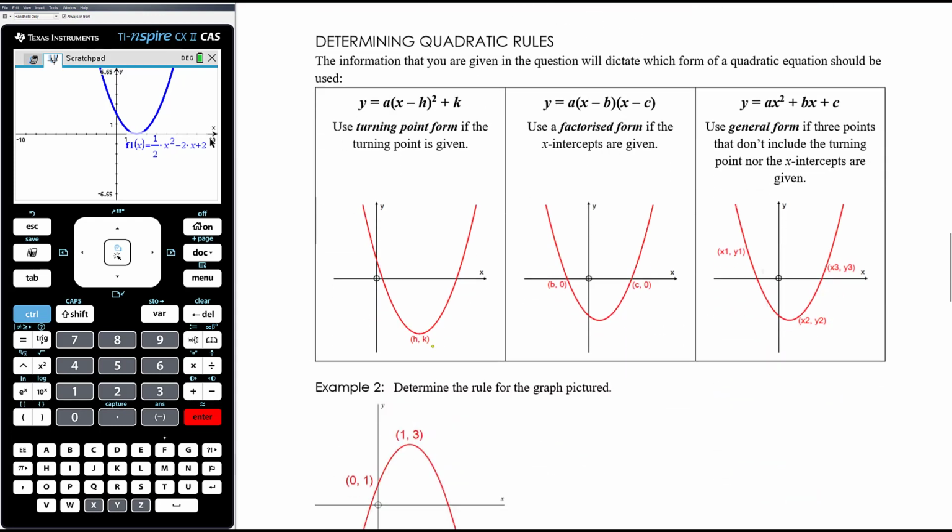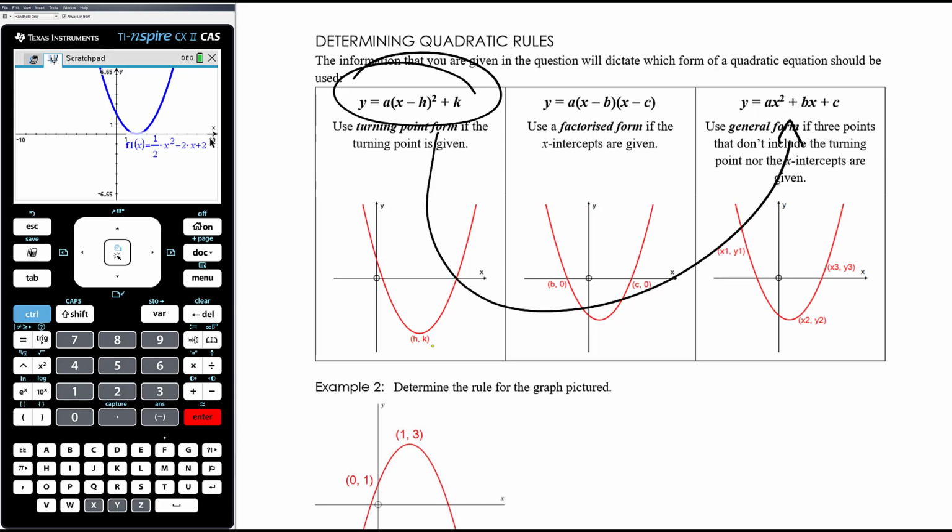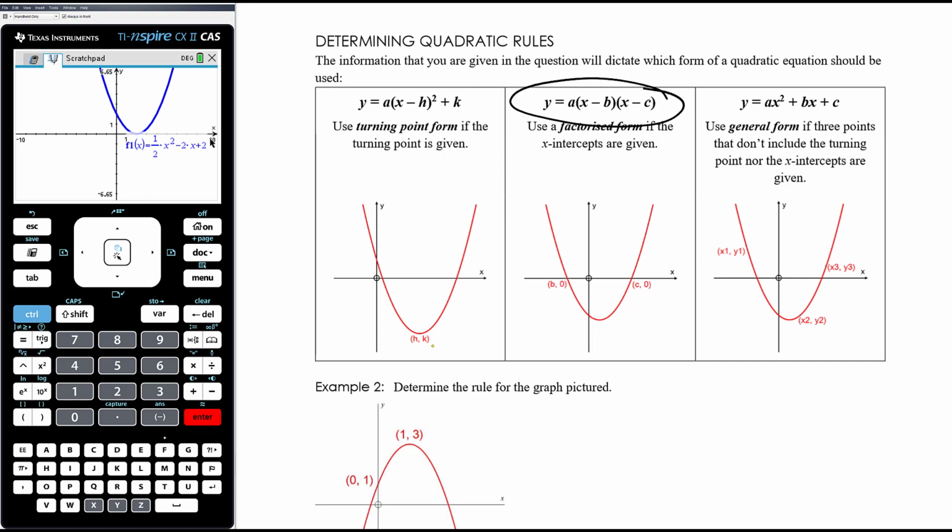The second part of this video is determining quadratic rules, and a lot of the things we've just talked about in those examples are relevant here. If we've got a picture of a parabola or information about the parabola, we want to be able to come up with the equation. The form of the equation you start with depends on the information you get. Even if you want to ultimately give your final answer in that form, if you've been given the turning point, you would start with turning point form, find the equation, and then expand it out. Similarly, if you've got the x-intercepts, you would start with a factorized form.